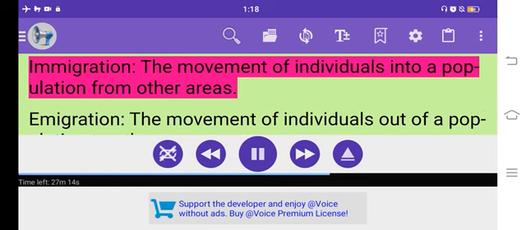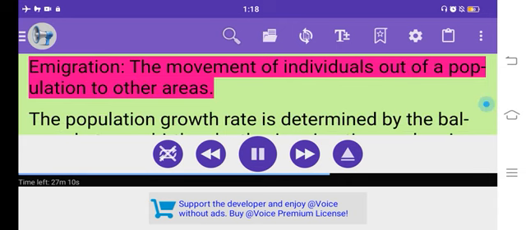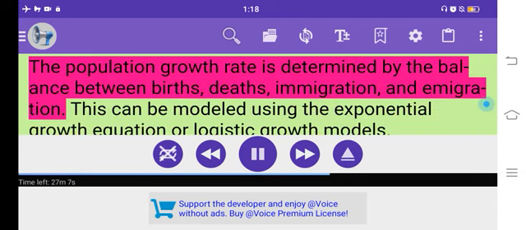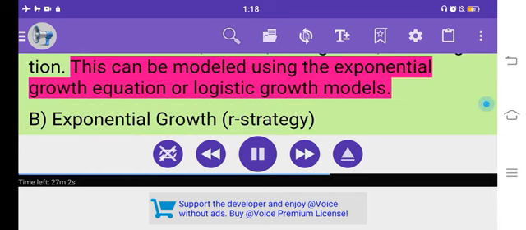Immigration, the movement of individuals into a population from other areas. Emigration, the movement of individuals out of a population to other areas. The population growth rate is determined by the balance between births, deaths, immigration, and emigration. This can be modeled using the exponential growth equation or logistic growth models.